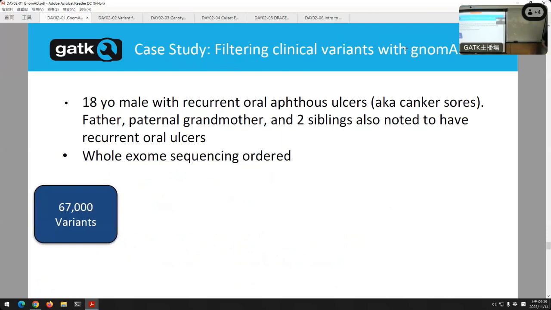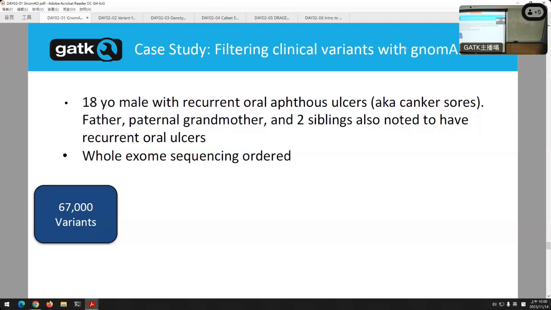Okay, so let's look at a bit of a case study. Imagine that you are a clinician and your patient has recurrent mouth sores, and their parents and grandparents and siblings also have these, so it looks to be something inherited genetically. And so you order whole exome sequencing, and whole exome sequencing gives you 67,000 candidate variants. So that's way too many. You're not going to be able to find the cause of disease for your patient from that many variants.